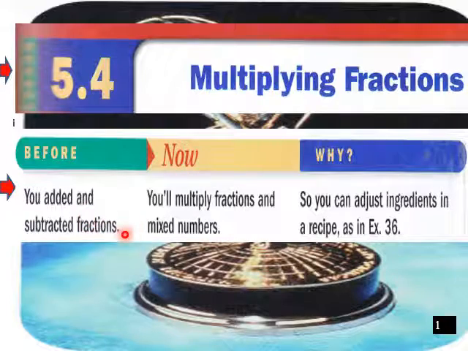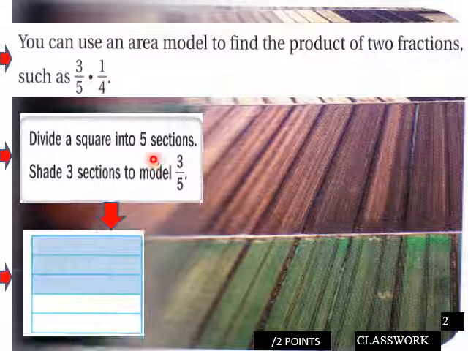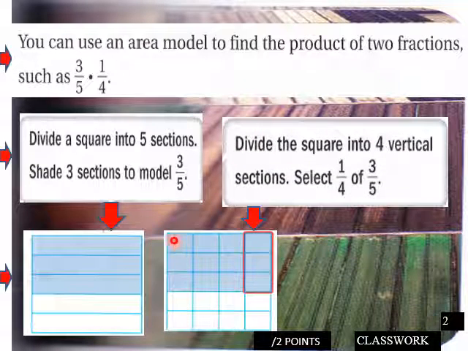Okay, you've added and subtracted fractions. You'll multiply fractions numbers. So you can use an area model to find the product of two fractions, such as 3 over 5 times 1 over 4. Divide a square into 5 sections. Shade 3 sections to model 3 over 5. Here's 5 sections. Here's 3 of them. So this will be 3/5 of this total area here.